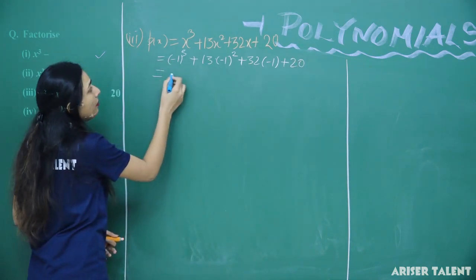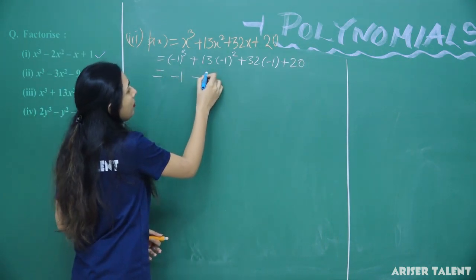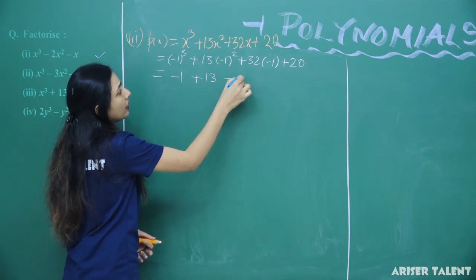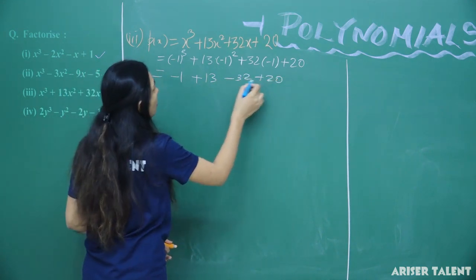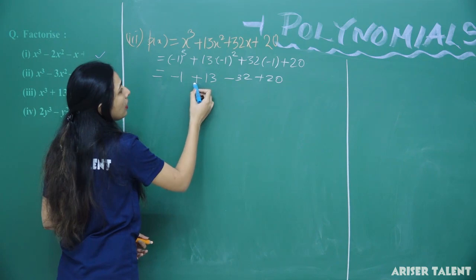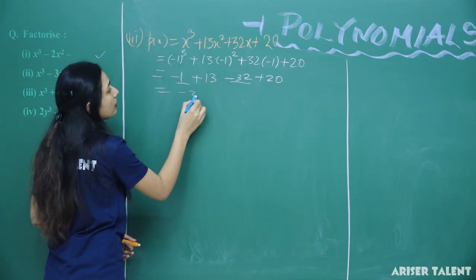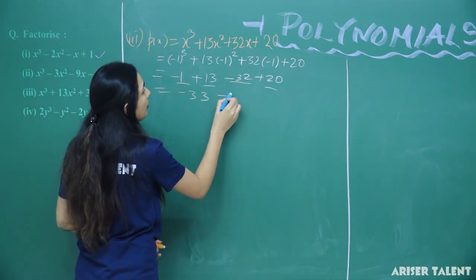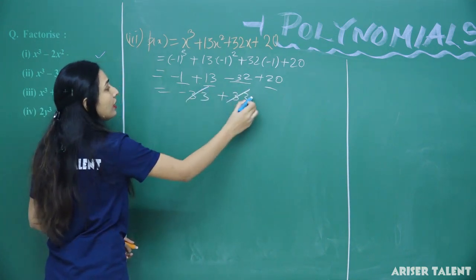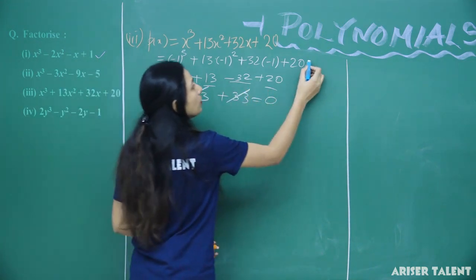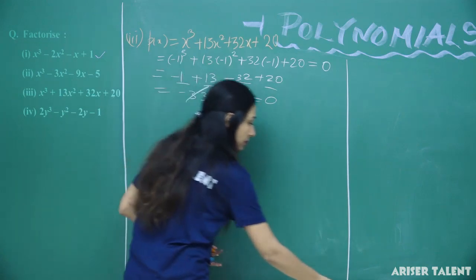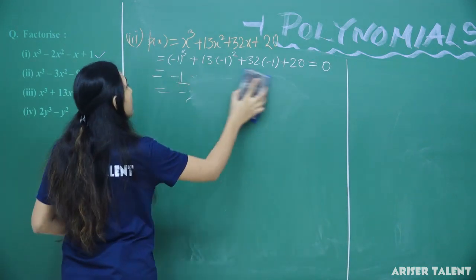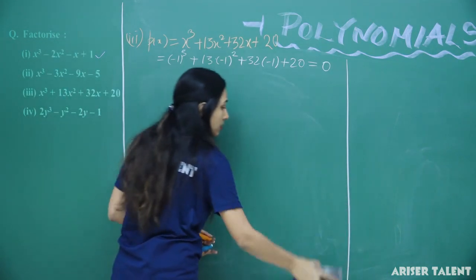So, what will it become? Minus 1 here, plus 13 minus 32 plus 20. So, this is minus 33 and this is plus 33. So, that will lead to 0. So, simply it is 0, right. I am rubbing this calculation out, this is your rough part.